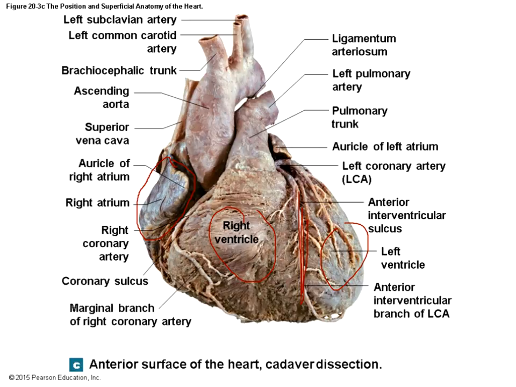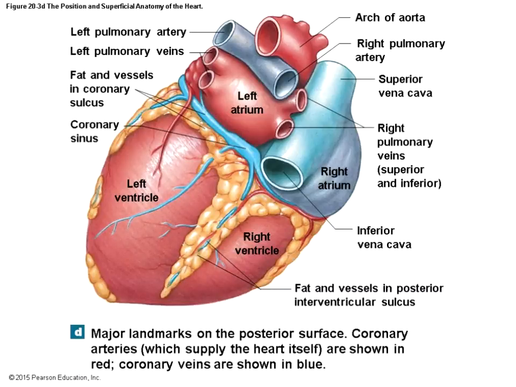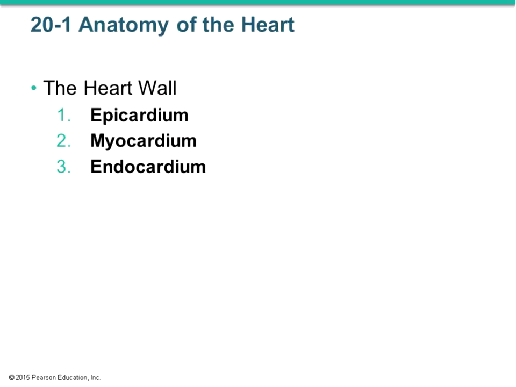That's on the outside, right? The superficial structure, the atrium, the chamber, is on the inside. And here's a nice posterior view where you can see some of those structures as well. All right, so the heart wall has three components.